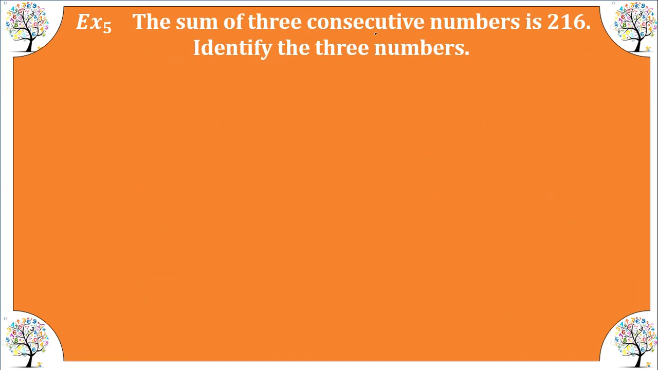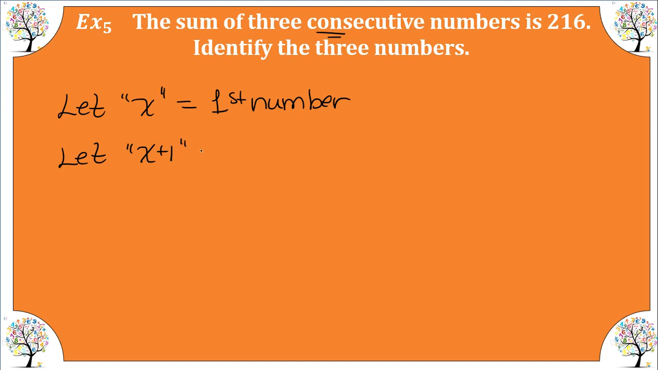The sum of 3 consecutive numbers is 216. So consecutive means one after the other. The sum of 3 consecutive numbers is 216. So here's how we're going to establish this. Let X equal the first number. Then, if you have X and you want to get to the next number, you would just add 1 to it. So let X plus 1 equal the second number.